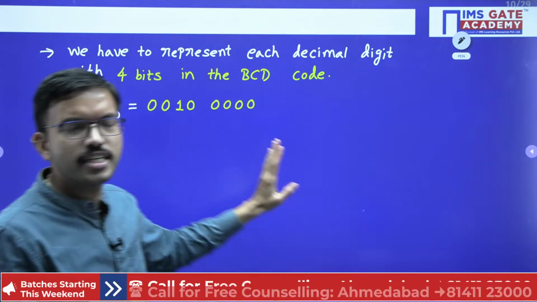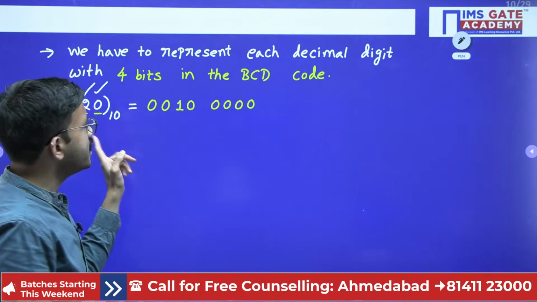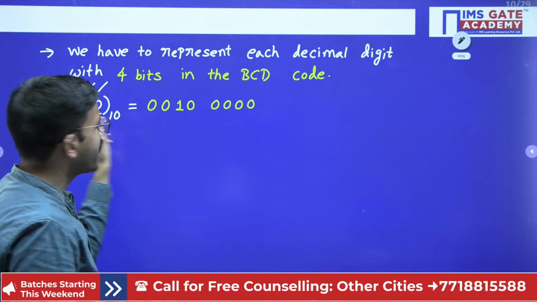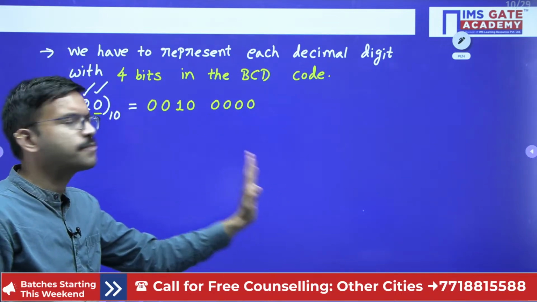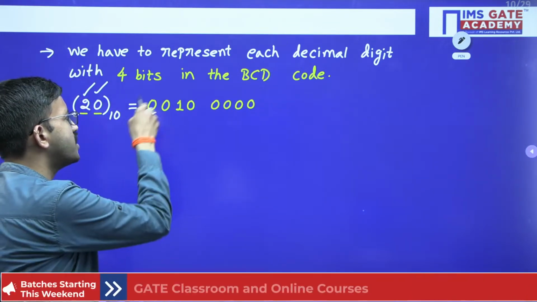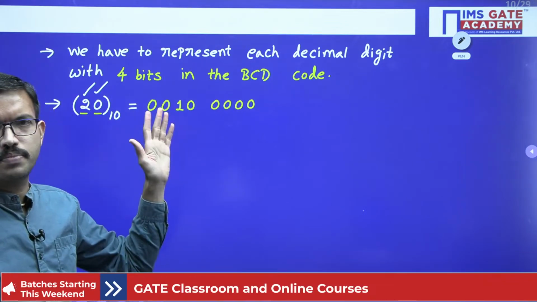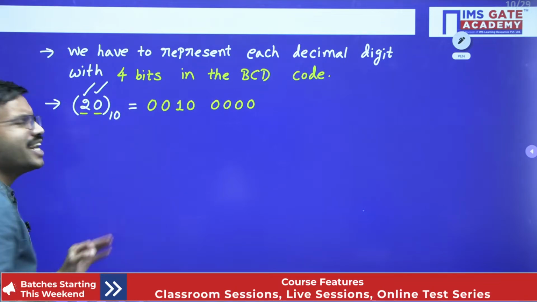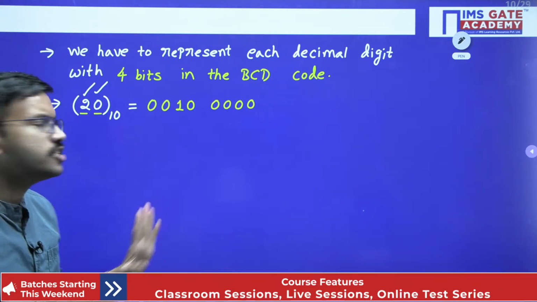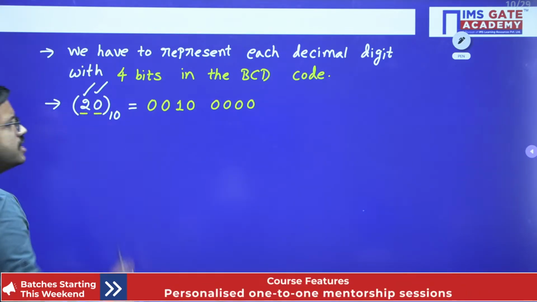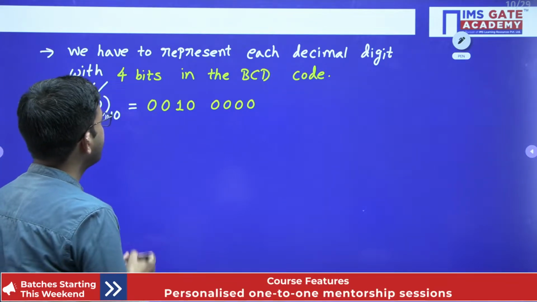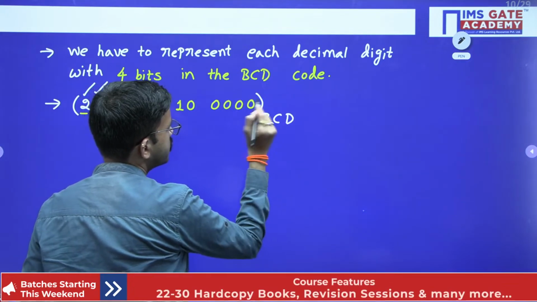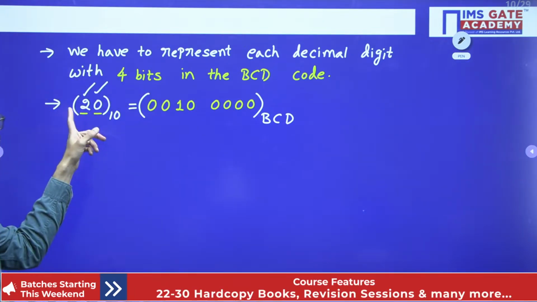This is the concept we have discussed. When you are converting hexadecimal to binary, each hexadecimal digit we represent with 4 bits. After that, if you have zeros on the leftmost side, you can ignore them in the integer part. But here in the BCD code, we should not ignore any single bit. It is a must that each and every decimal digit is represented with 4 bits. Now this is the BCD code for the decimal number 20.